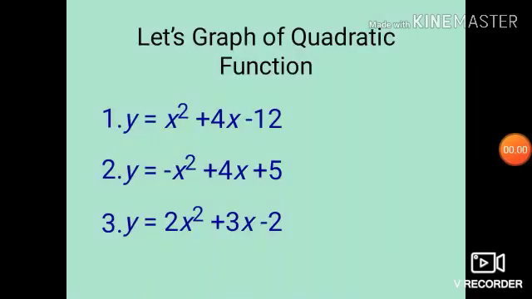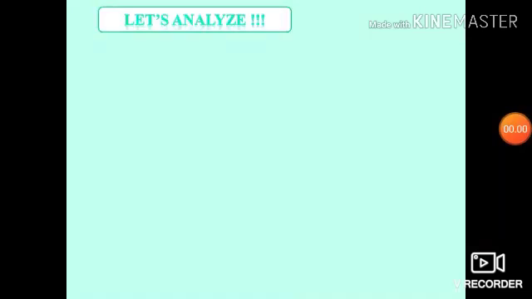You already know how to draw graph of quadratic function, so you must try to graph quadratic function based on step 1 until step 3 above. So let's try. Let's analyze the equation below.